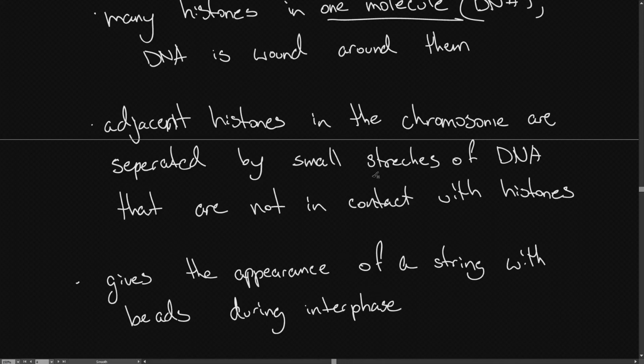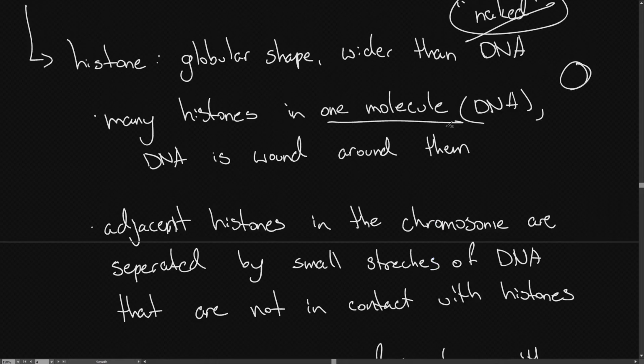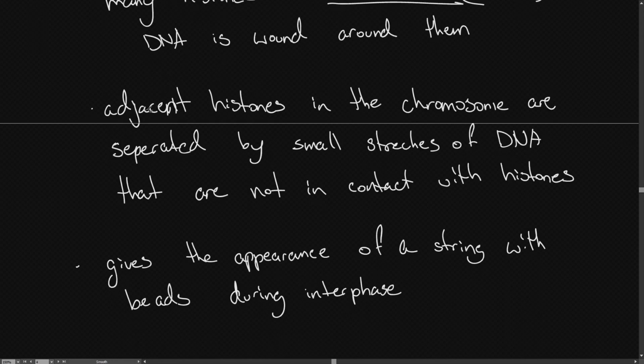And this is because these histones are wider than the DNA, and there are many of them, and the DNA is wound around them. So what you end up with is this linear DNA molecule that's wound around histones wider than it, and it gives the appearance of a string with beads.